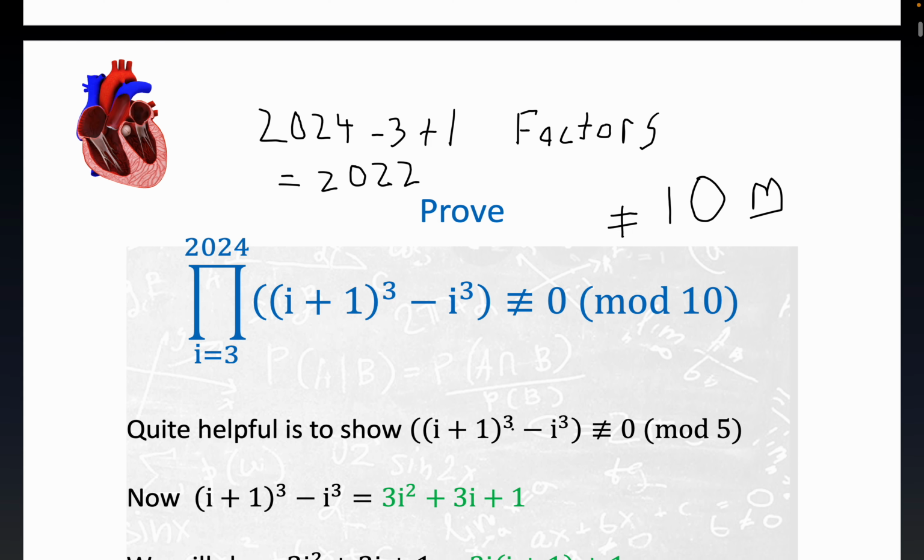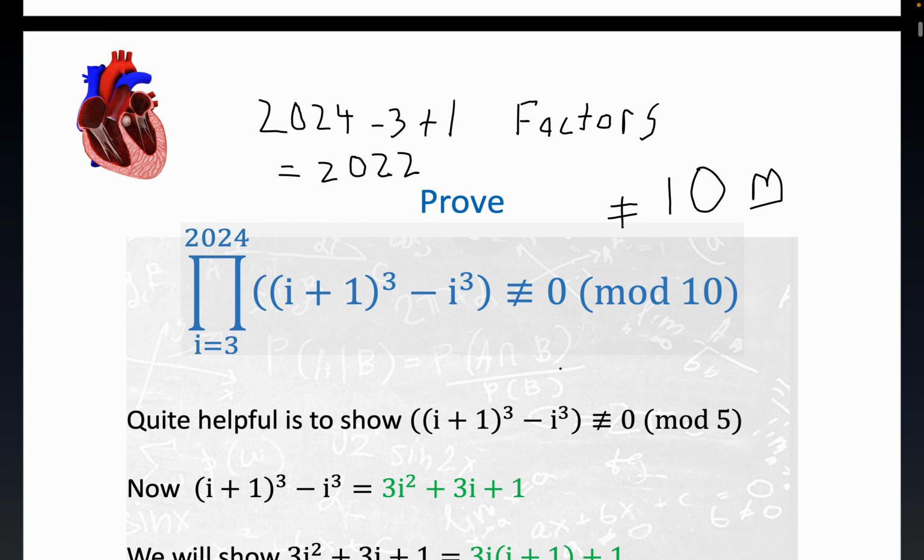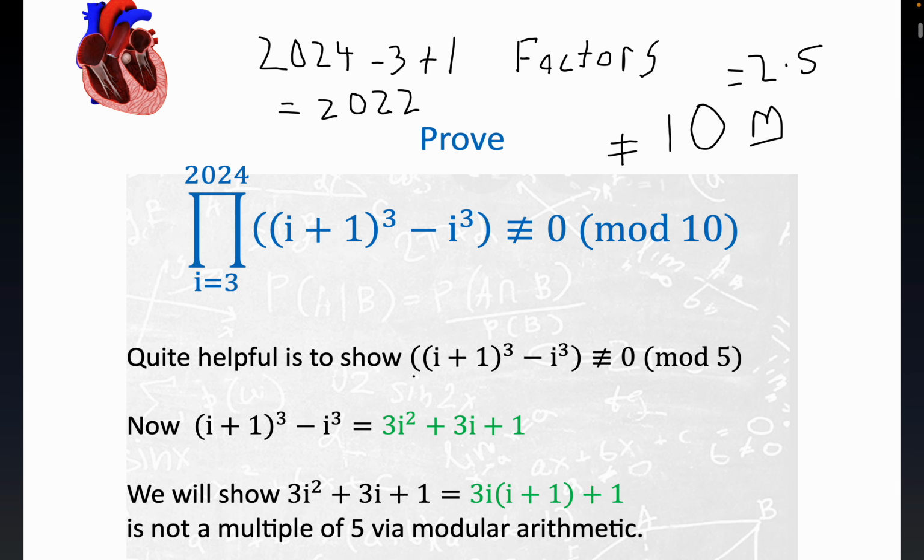Now, notice that 10 is equal to 2 times 5, of course. And so as long as we can show that this piece right here is never a multiple of 5, there's no way the product of the 2022 factors could be a multiple of 10. Okay, so let's keep going.